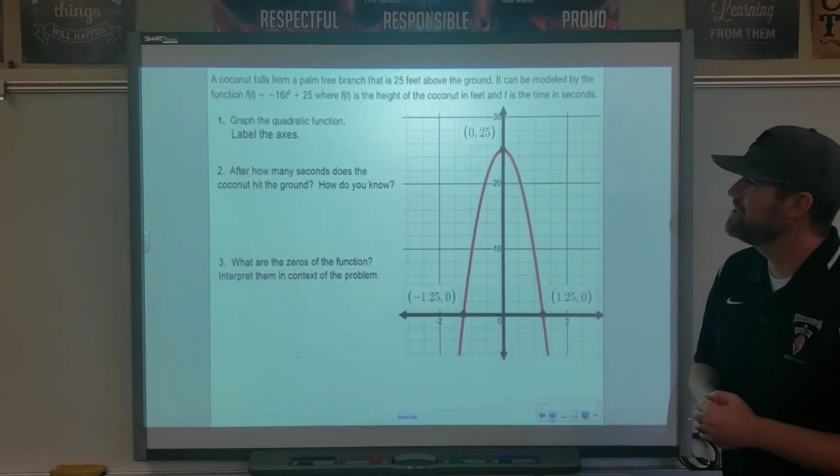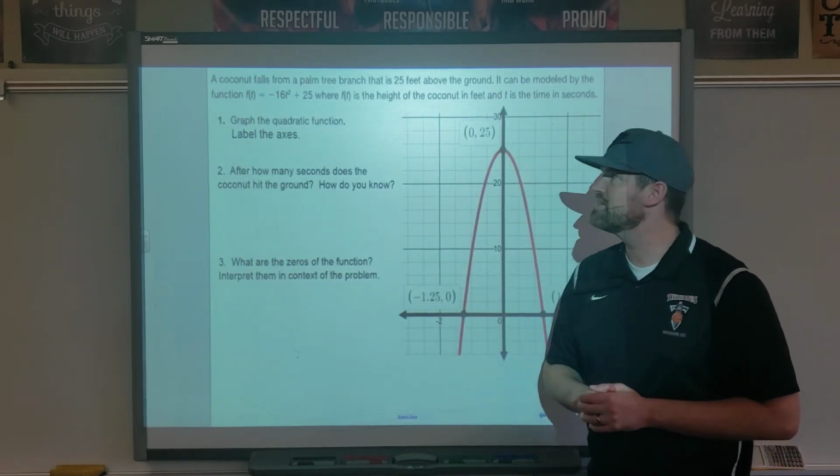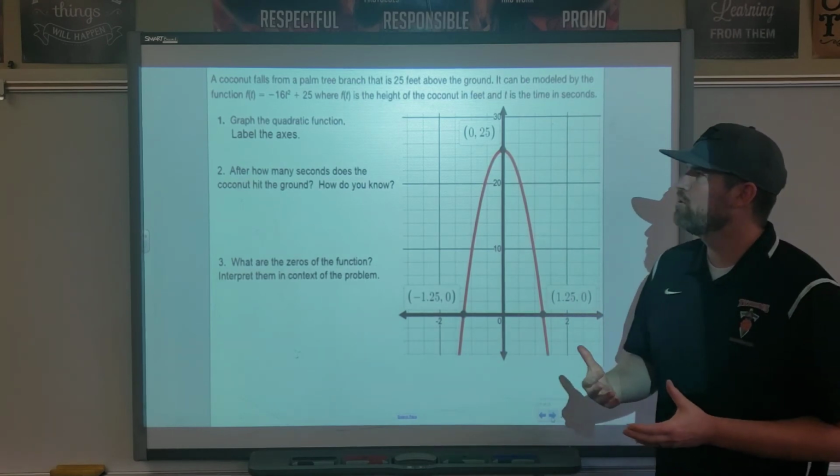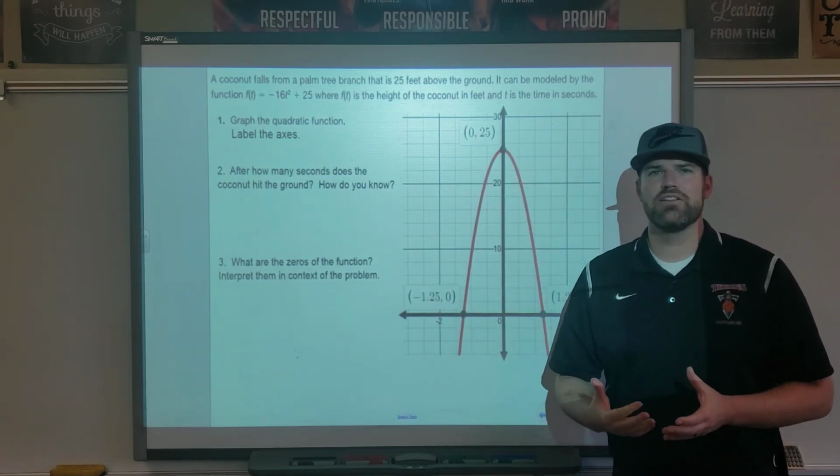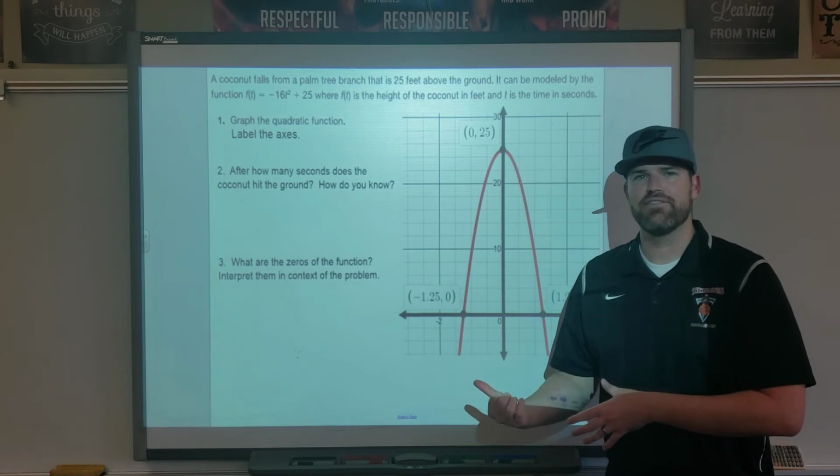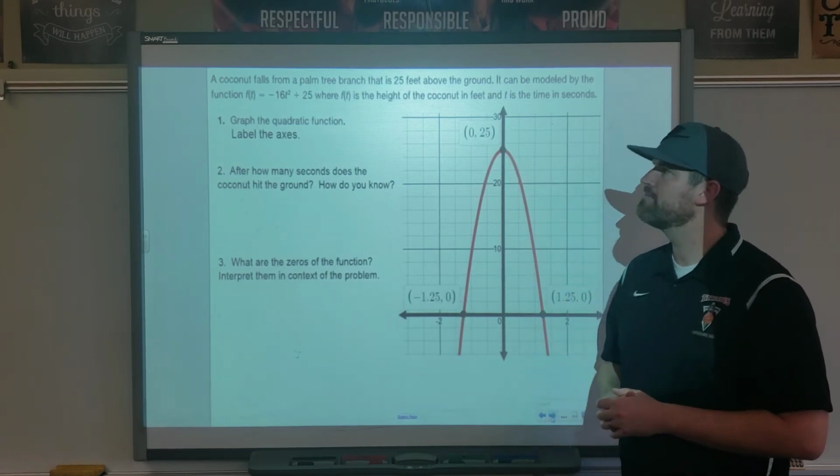All right, one last example. We're going to look at a couple questions. Again, the main goal from looking at a vertical motion model is more so about reading the graph and interpreting the graph than anything else, at least in IM2.